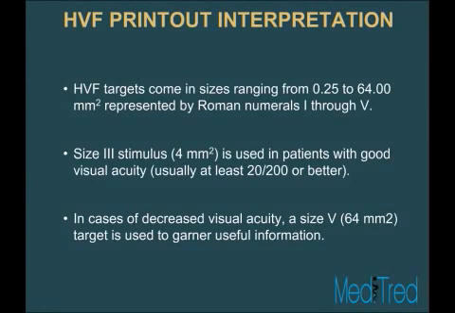Humphrey Visual Field targets come in various sizes, as you heard from Dr. Suhu. It can range from a Roman numeral 1 through 5, which correlates with a size of 0.25 to 64 millimeters squared. A size 3 stimulus is what's typically used for patients who have vision better than 20/200. And you can also use a size 5 in patients who might have worse vision or who have a central visual field island that you're evaluating, so that you can get better information that can be compared across different visits.